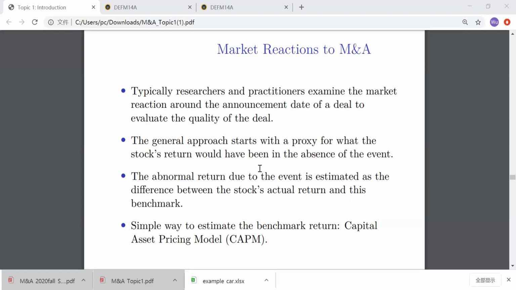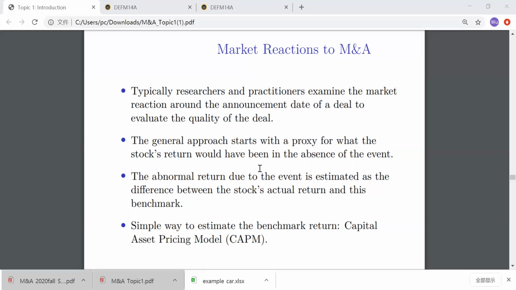And then the general econometric or general statistical approach starts with a proxy for what the stock return would have been in the absence of the merger, right? For example, if there's no merger announcement today, what will be the normal return on these days, right? And then the difference will be the investors' reaction to the merger, of course, and also that measures the quality of the deal.